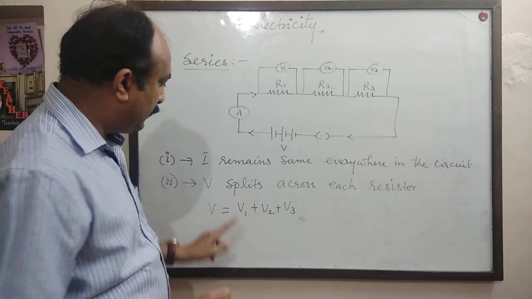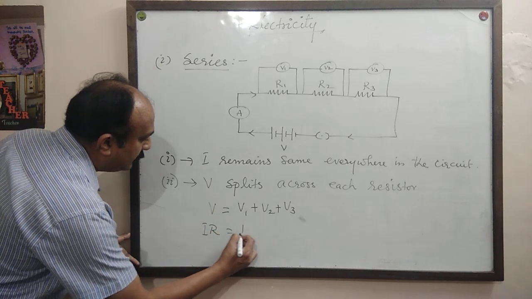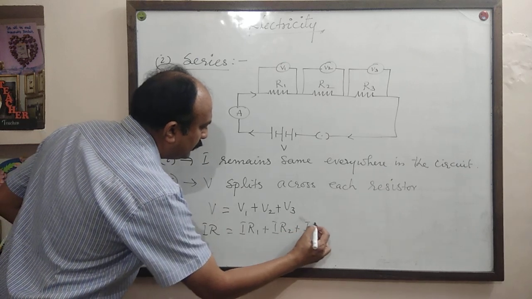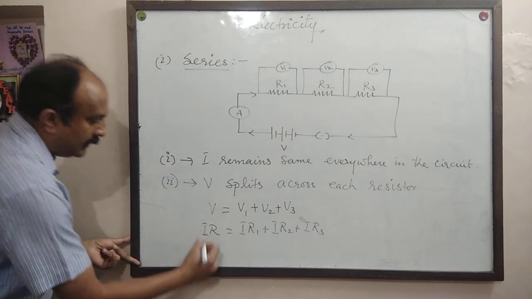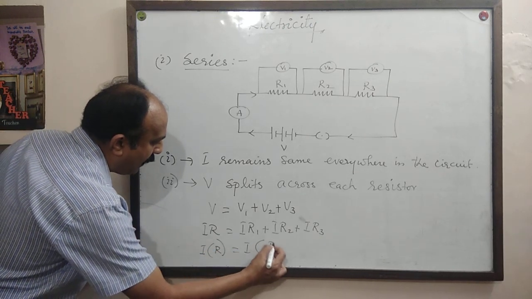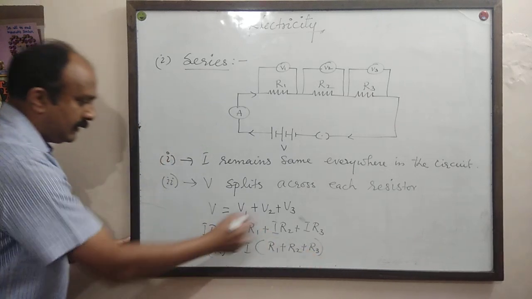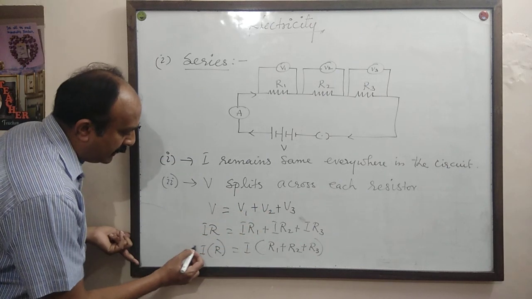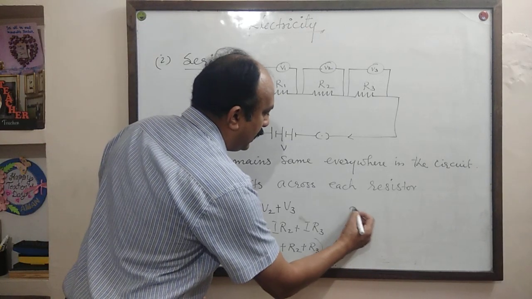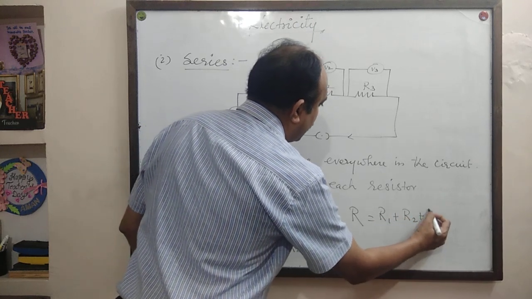Now using Ohm's law, V is equal to IR. So I may write IR is equal to IR1 plus IR2 plus IR3. Taking I common on both sides, this I and I got cancelled. So I got R is equal to R1 plus R2 plus R3.